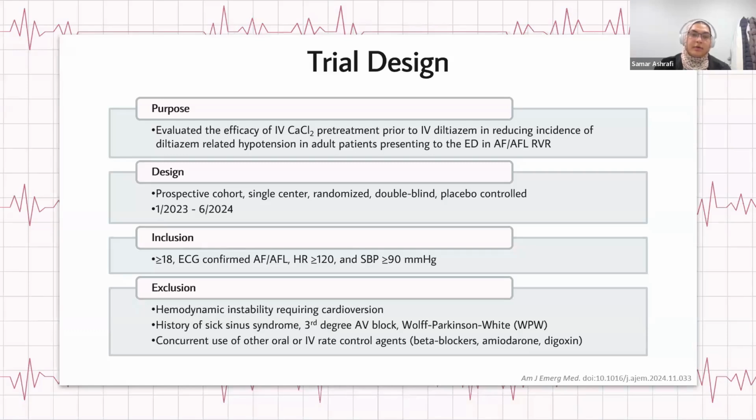They included patients that were over the age of 18, had an EKG-confirmed AFib or A-flutter, heart rate greater than 120, and systolic greater than 90. And they excluded any patients that were hemodynamically unstable, had a history of sick sinus syndrome or Wolff-Parkinson-White, or concurrent use of any other oral or IV rate control agents, whether that be beta blockers, amio, or digoxin.